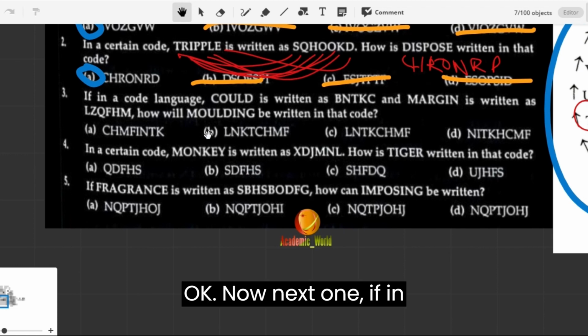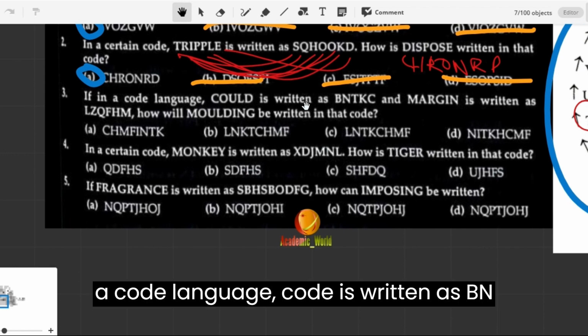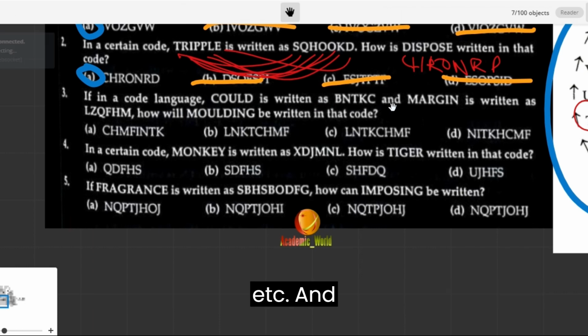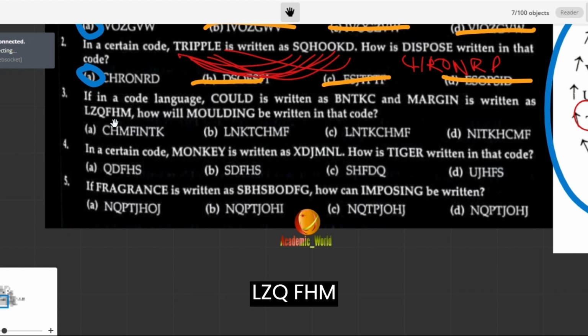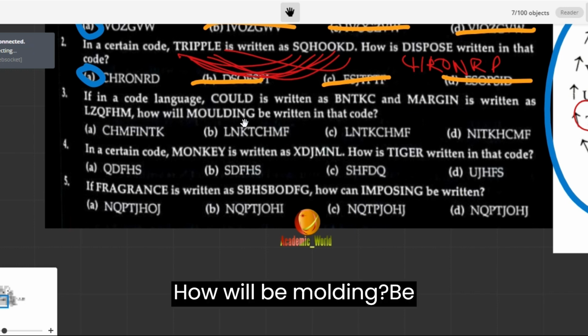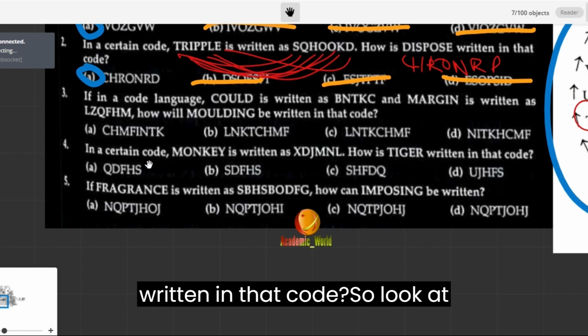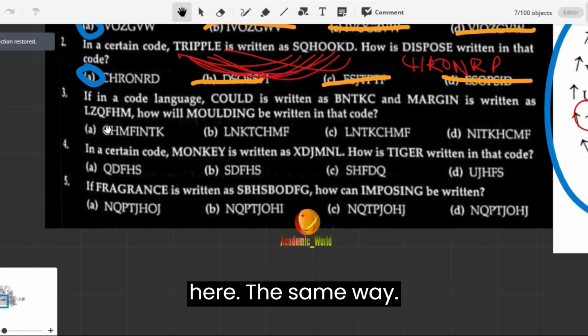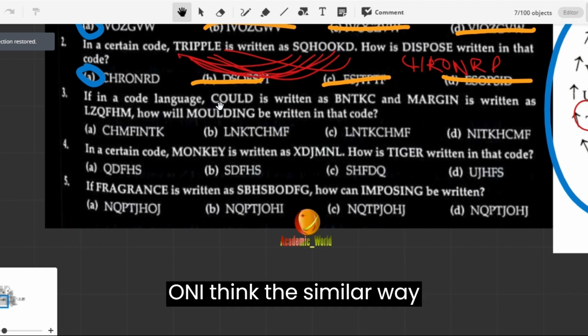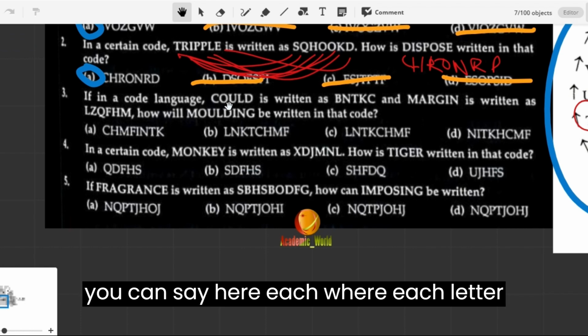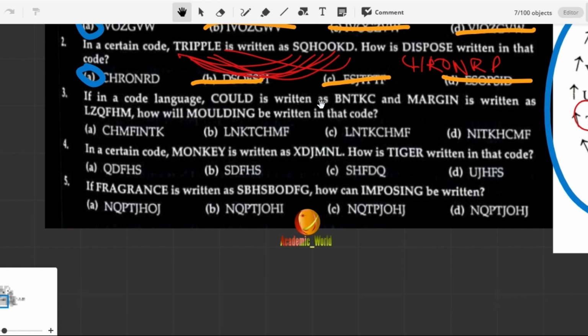Okay, now next one. If in a code language, code is written as BNTKC and margin is written as LZQFHM, how will molding be written in that code? So look here, the same way, CBON. I think in a similar way each letter in the word is moved one step backward to obtain the corresponding letter of the code, like BC, NO, TU, KL, CD.